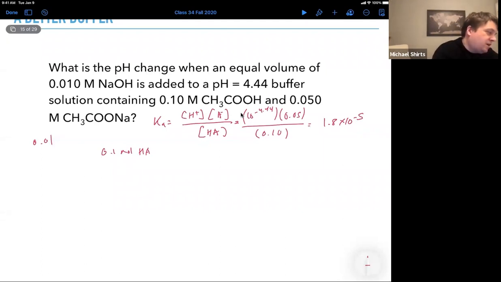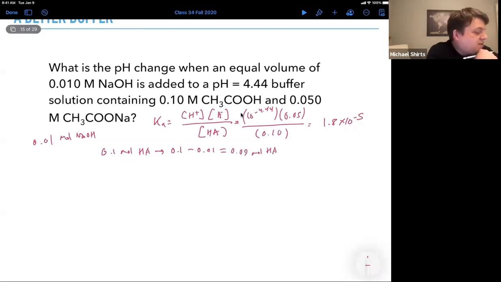So that means we made that assumption already, that we have 0.1 mole HA, and then we add 0.01 mole of NaOH. And so that's going to react with 0.1 minus 0.01 to produce 0.09 moles of HA, right? Because the strong base is going to react completely with the weak acid.